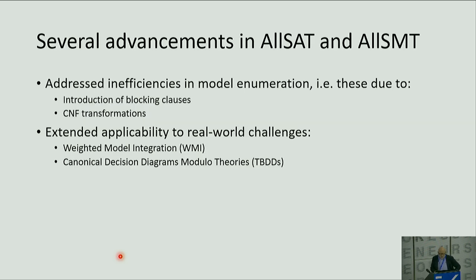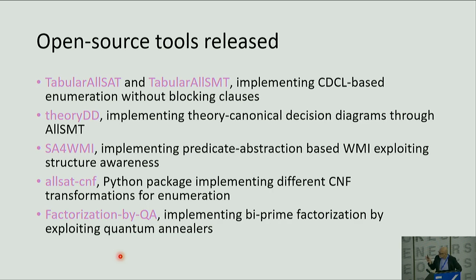What is interesting here is that these works have been addressing some inefficiencies in model enumeration, in particular because some of the techniques have not been designed for model enumeration, and therefore, like CNF transformations, were not particularly effective. Or also the fact that they typically introduce blocking clauses that tend to blow up memory. Along these lines, they obtained several interesting results, and they developed several open source tools that have been publicly released.